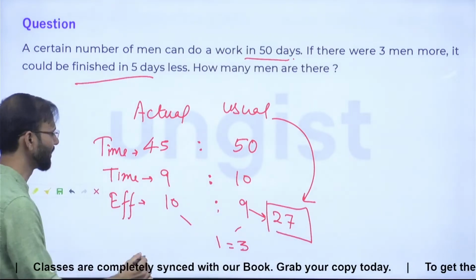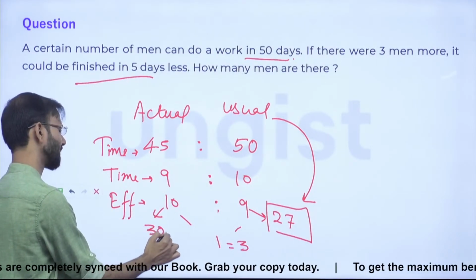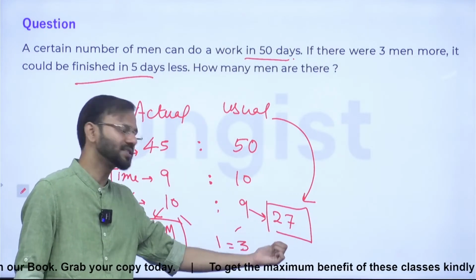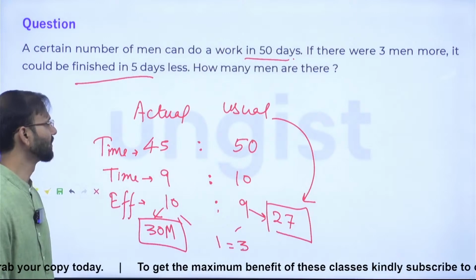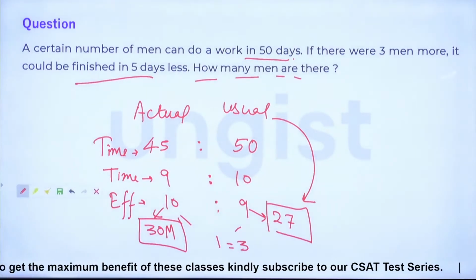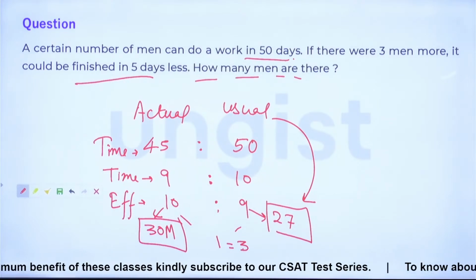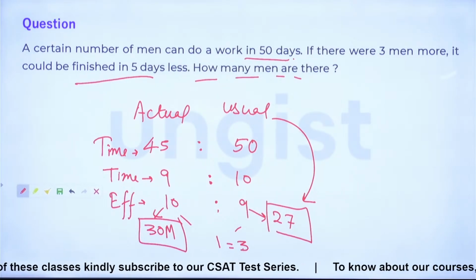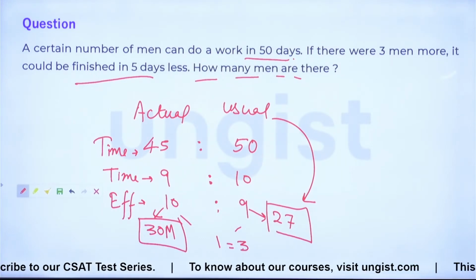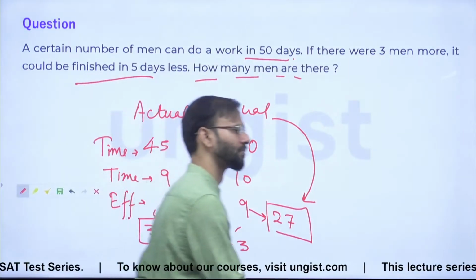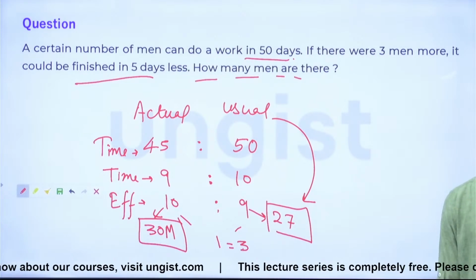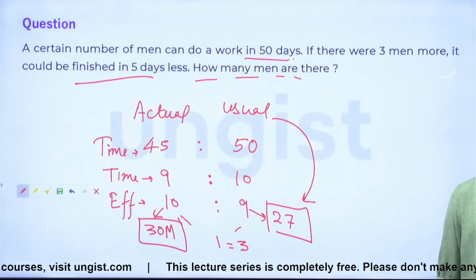Guys, usually it is 27 men. It was assigned to 27 men. But if 30 men are working on it, it will be finished in 45 days. So initially it was assigned to 27 men. So the correct answer is 27 men. Friends, clear now? Any doubt?